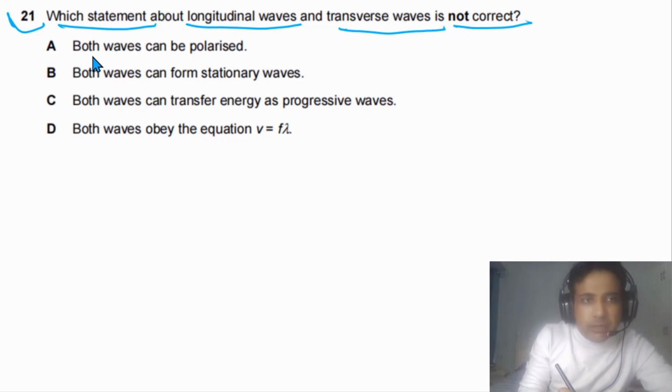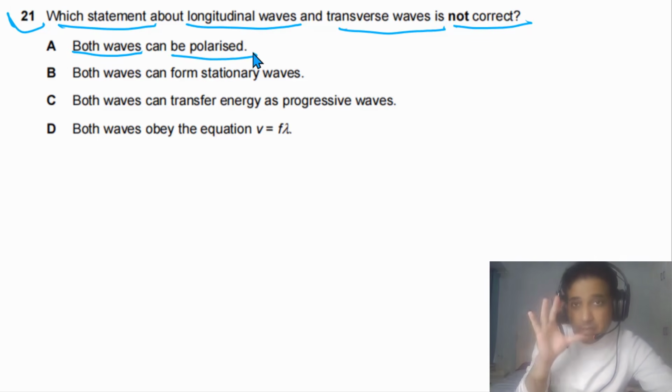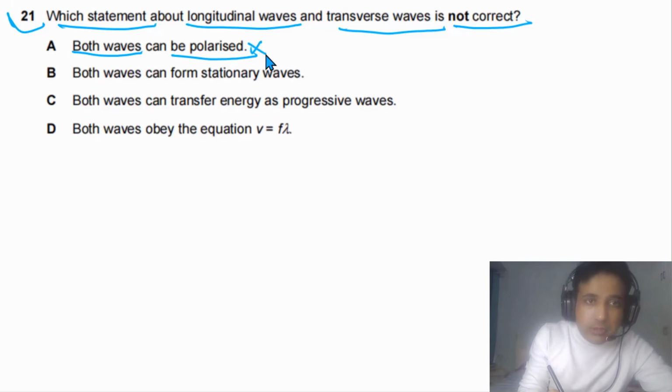For option A, it is given to us both waves can be polarized, but longitudinal waves cannot be polarized because they oscillate only in one direction. So this statement is incorrect. So the answer for this question has to be A.